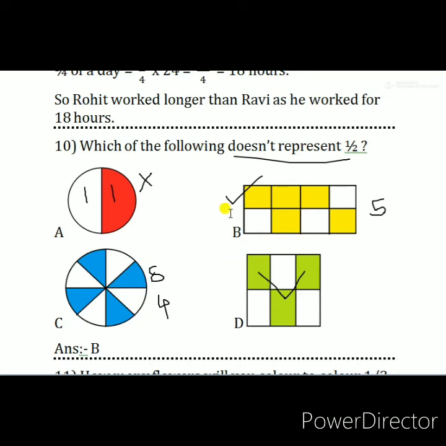So which is the correct answer? The one that doesn't represent half is option B, because out of 8, 5 parts are colored. This is not half of this figure. So option B is our answer. Now we will move to our next question.